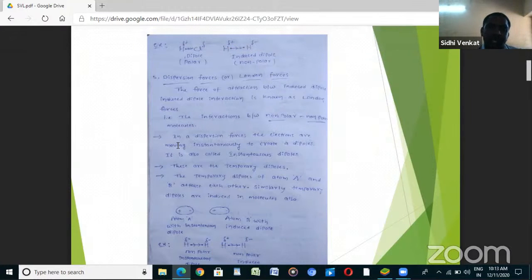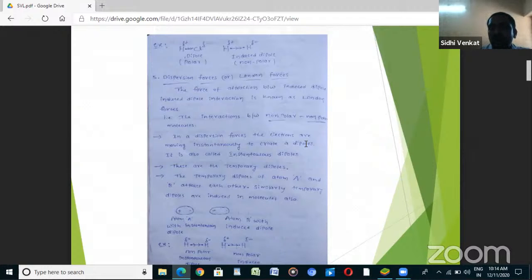In dispersion forces, the electrons instantaneously create dipoles. That means what? It is also called instantaneous. What is meant here by instantaneous? It means immediately forming or immediately creating a new bond. That is called instantaneous. In dispersion forces, the electrons instantaneously create dipoles. That means formation of bond.